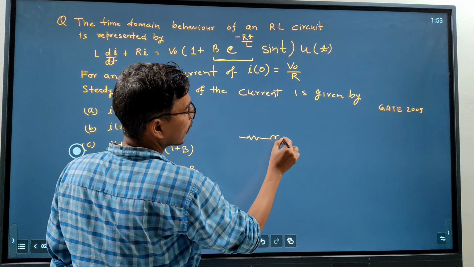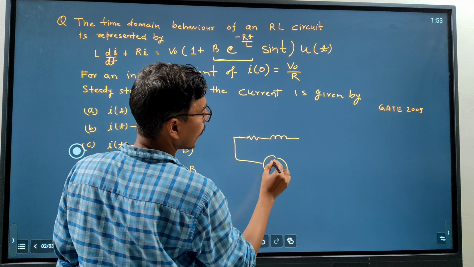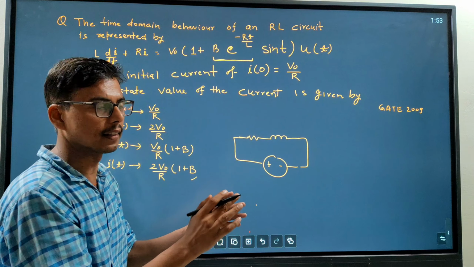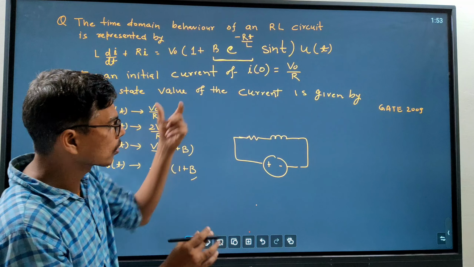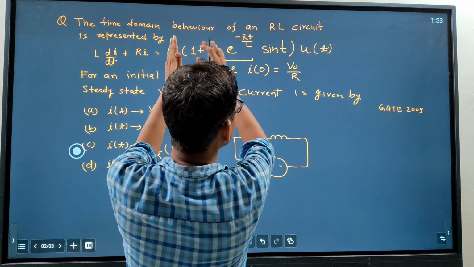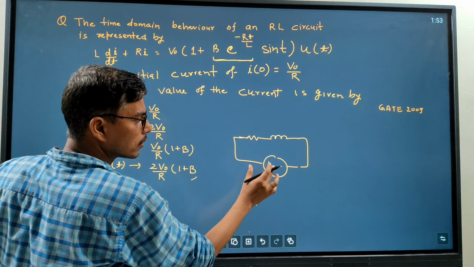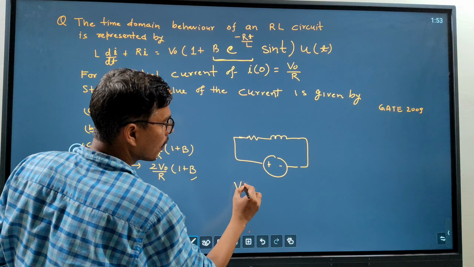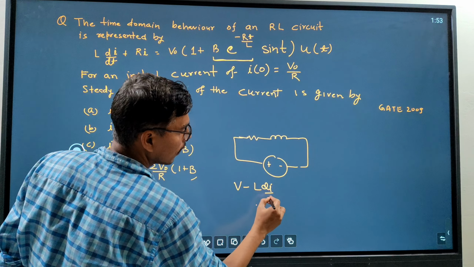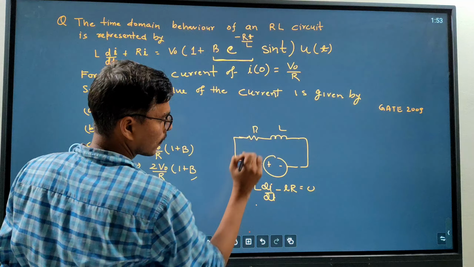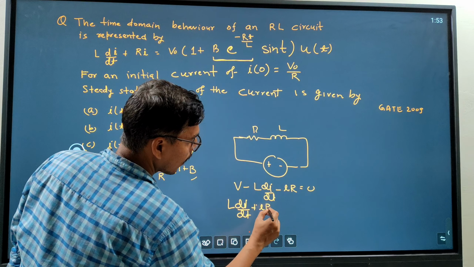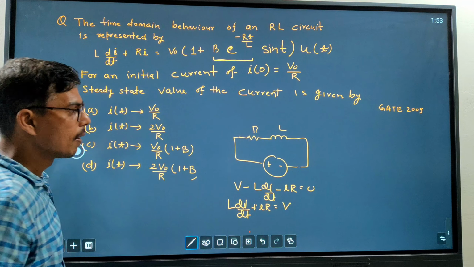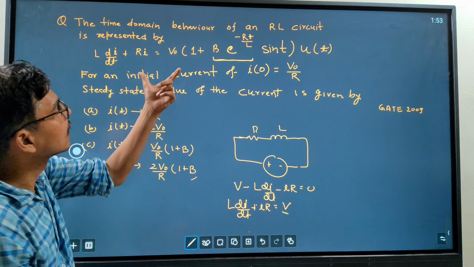Earlier, this is the RL circuit which we have studied, excited by a constant DC source. Now instead of a constant DC source, they have given this expression as the excitation. Here, just concentrate on this. We have V minus L di upon dt minus IR equal to 0, and then L di upon dt plus IR is equal to this. But instead of constant V, this is the expression.